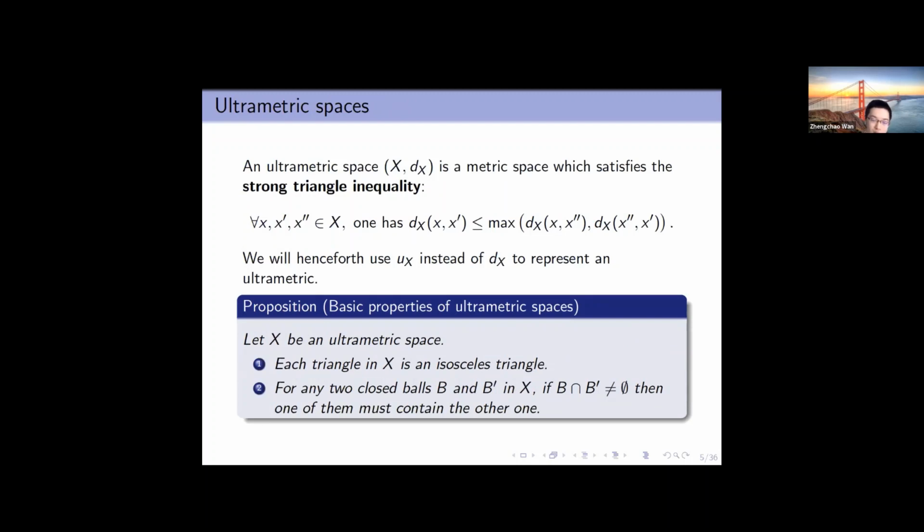So what is an ultrametric space? An ultrametric space is a special metric space which satisfies the strong triangle inequality. The strong triangle inequality is a modification of the usual triangle inequality by replacing the addition with the maximum. And we will use u_X instead of d_X to represent an ultrametric in my talk. Ultrametric spaces are highly structured. For example, every 3 points in an ultrametric space will form an isosceles triangle. And for any two closed balls in an ultrametric space, either they have no intersection or one of them must contain the other.